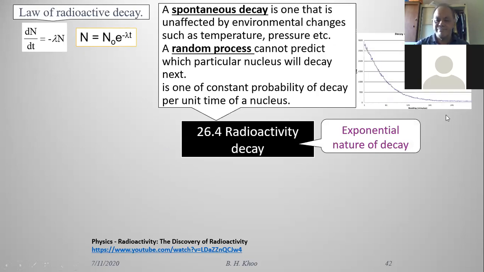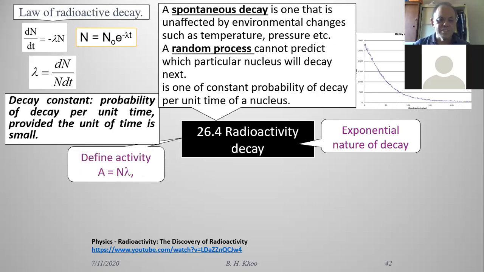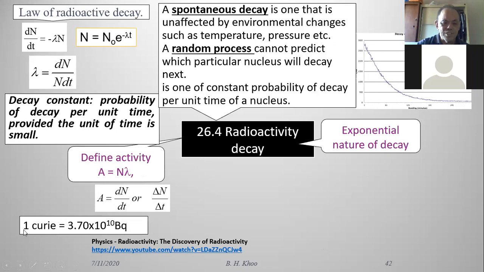Right? Exponential can be described using a mathematical equation. Then know the meaning of decay constant: the probability of decay per unit time, provided the unit of time is small. Right? And then know the definition for activity. Okay? That's the definition of activity. And then from there we get this value. And then 1 Curie equals that. Sometimes they will give you.